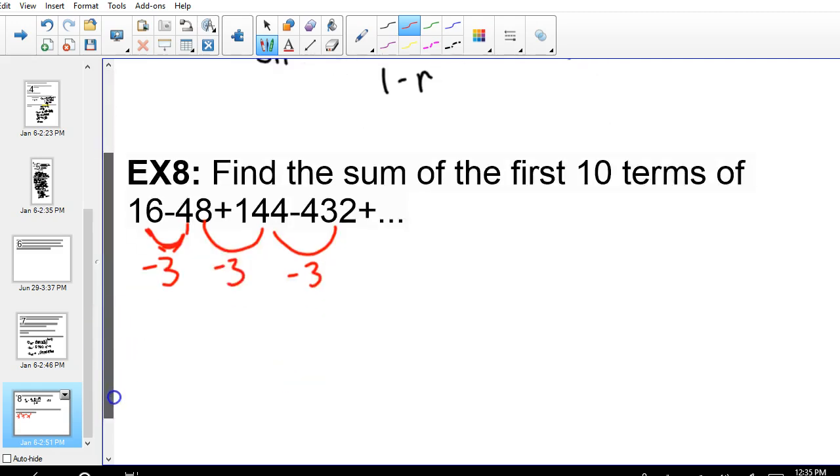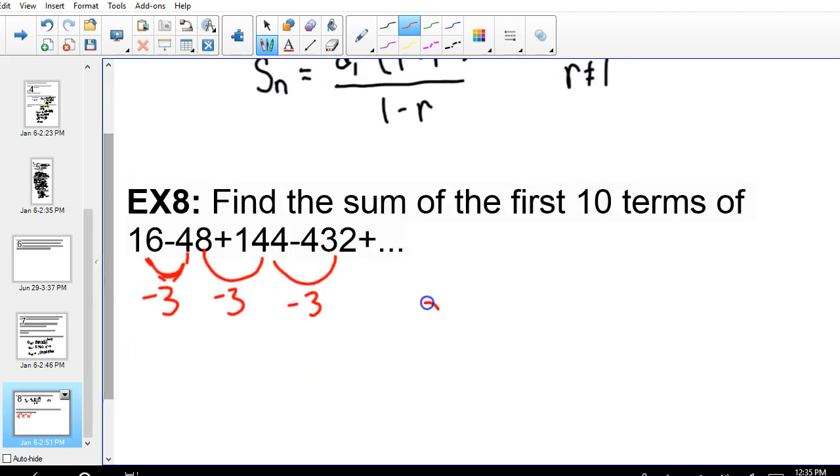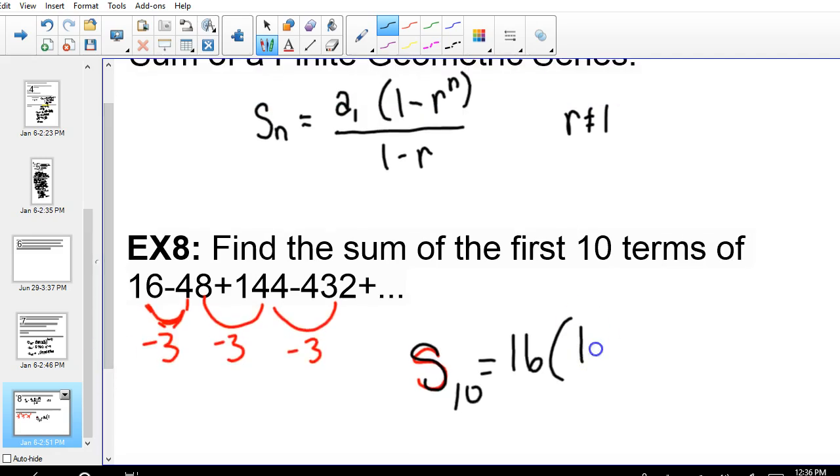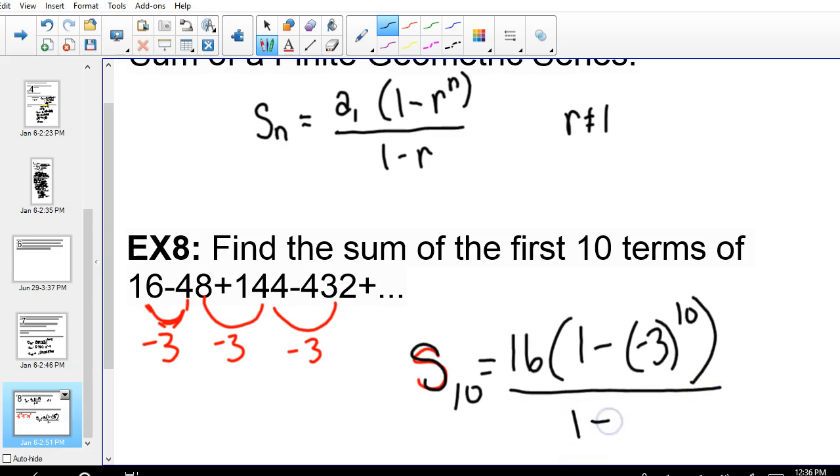So in this case, our sum of the first 10 is going to be a sub 1, which is 16, times 1 minus r, which is -3. Make sure you put that -3 in parentheses, to the 10th power, all over 1 minus the r, which is -3.